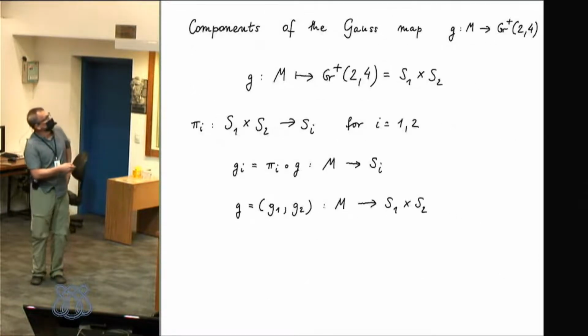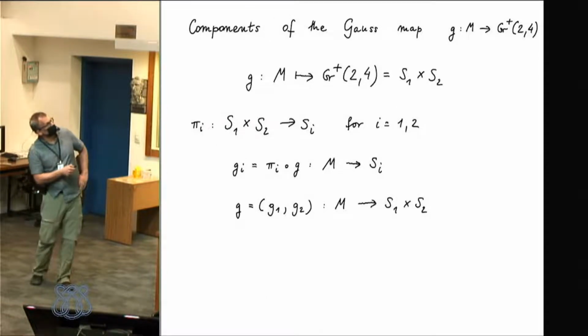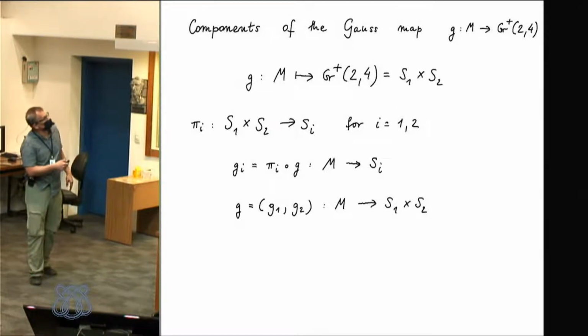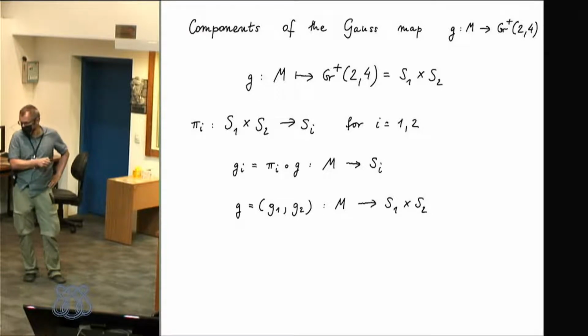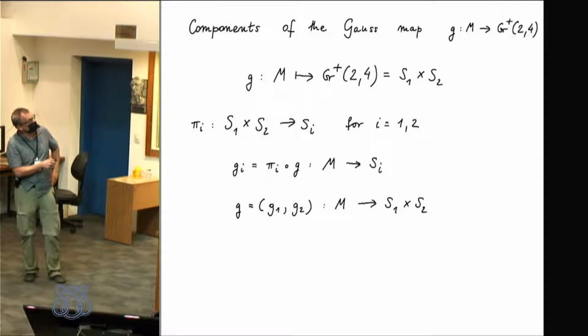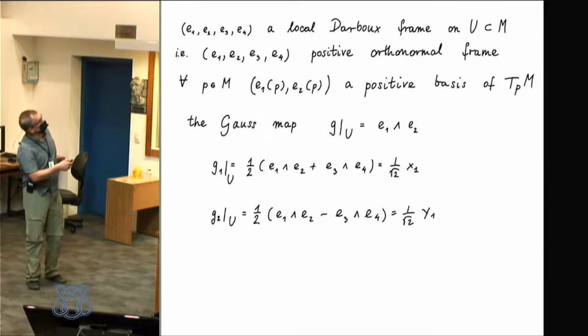Okay. So then we have how the Gauss map looks. We have this map, but this map has two components because it is a map to the product. So we have these two components, G1 and G2. This is just the composition of the Gauss map with the projections. So the Gauss map can be written in such a way. Okay, how do they look?